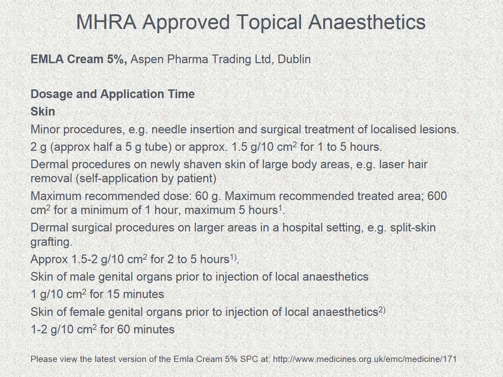And as we mentioned in the previous slides, EMLA is the only topical anaesthetic in the UK that's approved for use on genitalia. So for the skin of male genitalia, and this is for anaesthesia prior to injection of local anaesthetics, which in itself can be painful, then you'd apply around about 1 gram per 10 centimeters squared for 15 minutes. So there's a much faster onset through the thinner skin and the mucosal membrane there. And for the skin of female genital organs, then actually you can apply more, so you go up to 2 grams per 10 centimeters squared, and that would need to be in situ for 60 minutes.